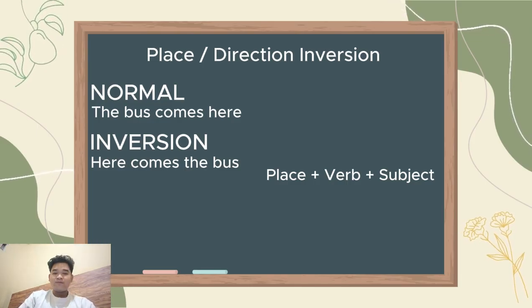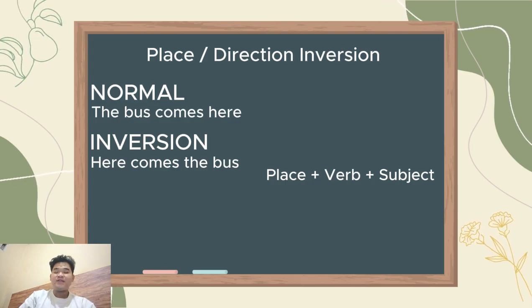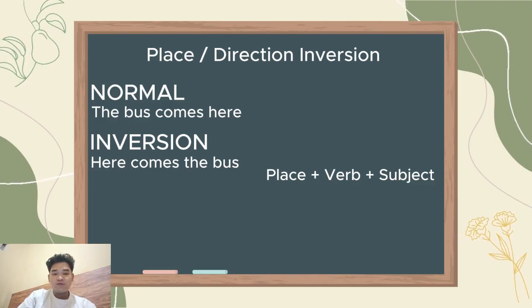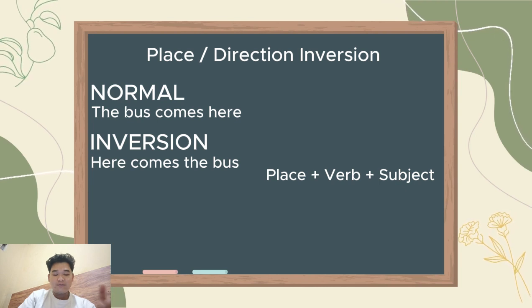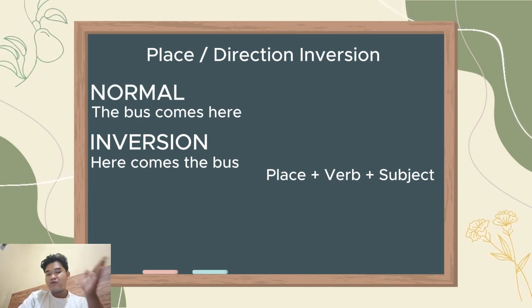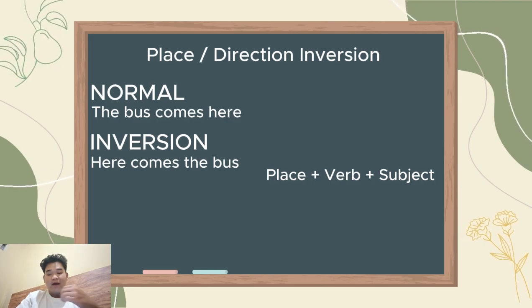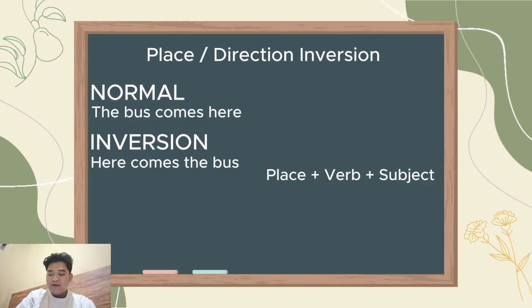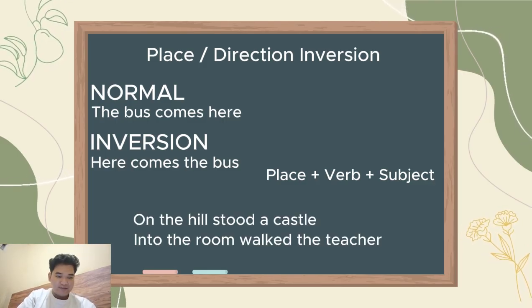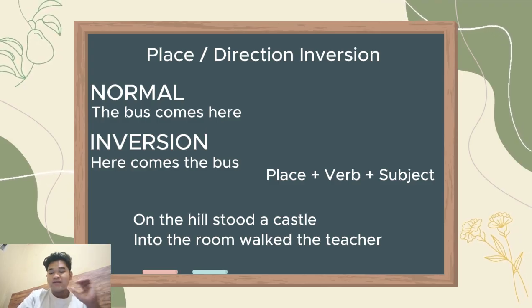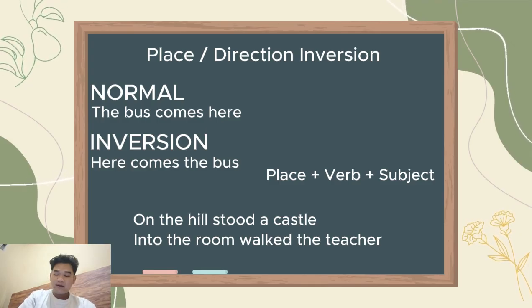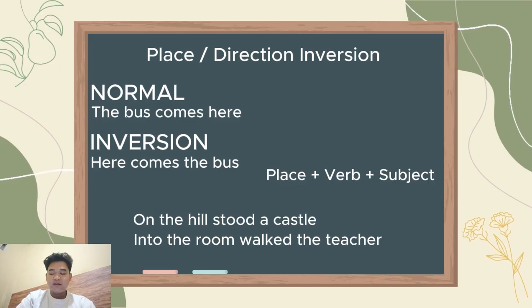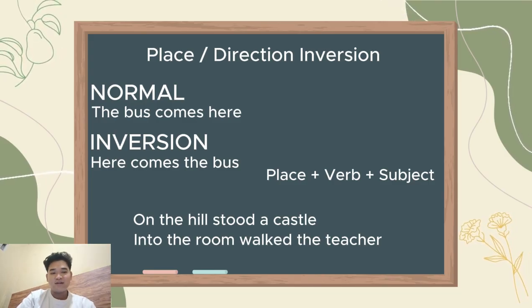So if in the sentence there is a place and you want to make it into an inverted sentence, you can move the place shown in the sentence to the beginning of the sentence, and then follow it with the verb and then the subject. For another example, "on the hill stood a castle." Another example is "into the room walked the teacher." This type of sentence is commonly used in description or storytelling text.